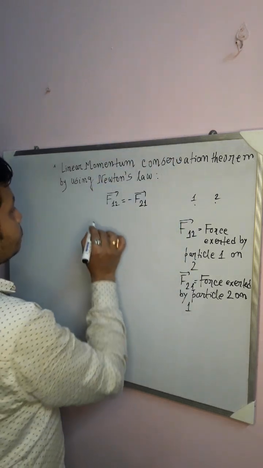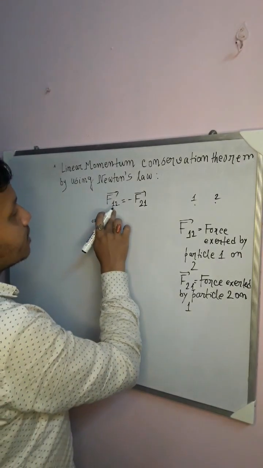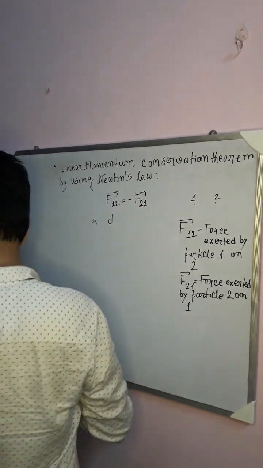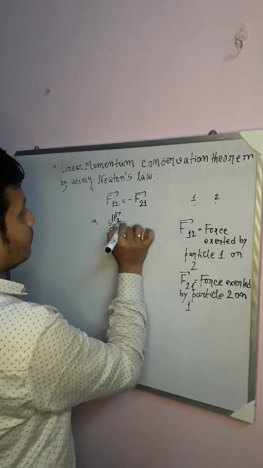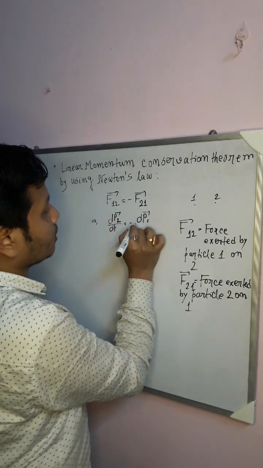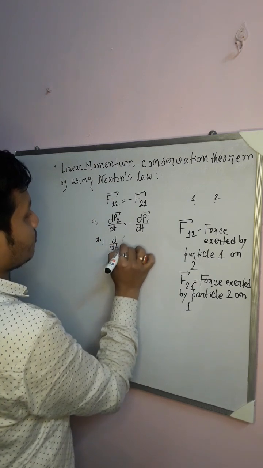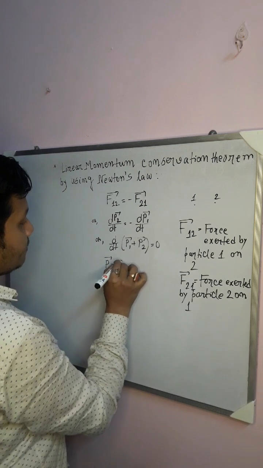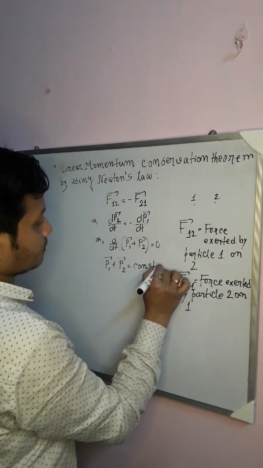Now, when one particle exerts a force on 2, there will be a rate of change of momentum of the second particle, that means dp2/dt. Okay, and when particle 2 exerts a force on 1, there will be a rate of change of momentum of particle 1. Okay, so we can write this. Clearly we can write d/dt of (p1 + p2) is simply 0. From which we can easily write that p1 + p2 is constant. Okay, this is constant.